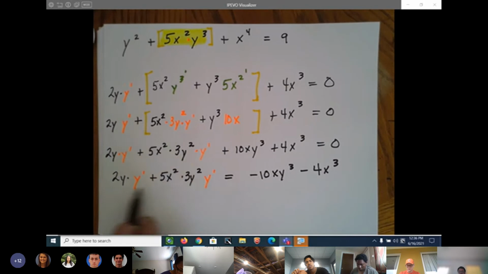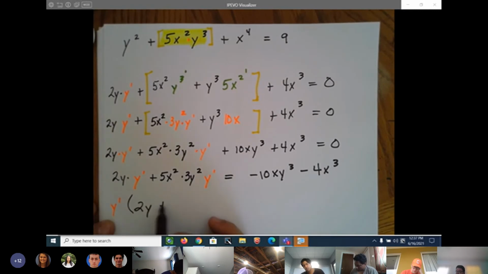And now what are you going to do here? That means I want somebody to communicate. Divide by y prime. Not divide by y prime, but you do divide, but what is it called? Starts with an F. Factor? Factor out a y prime. So y prime goes out here, and that gives you 2y plus 5x squared times 3y squared.